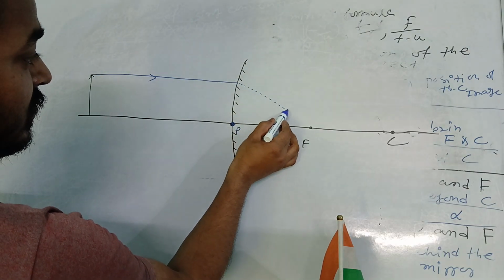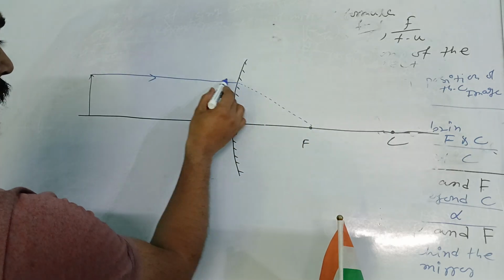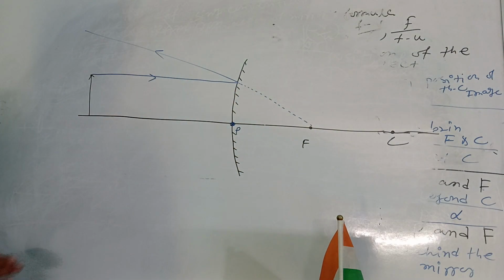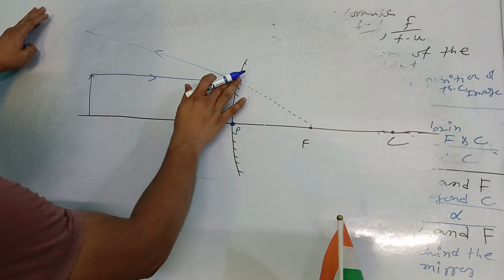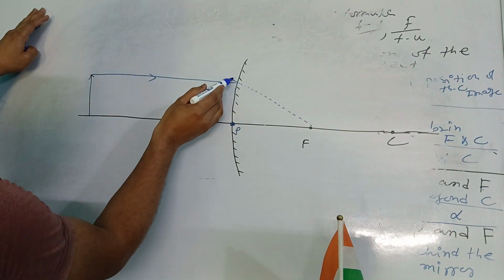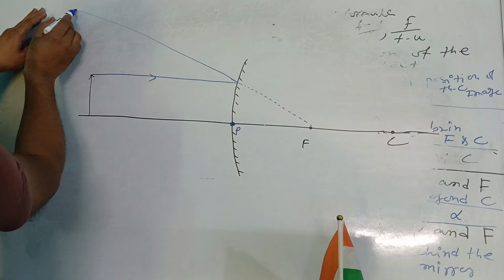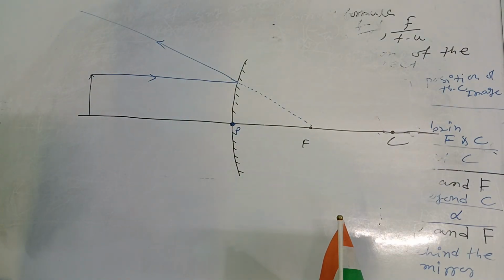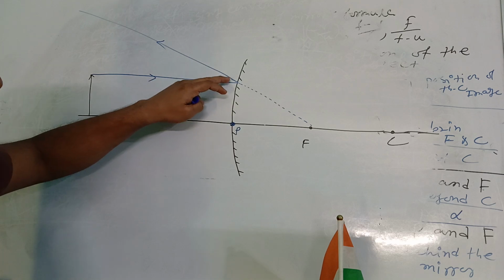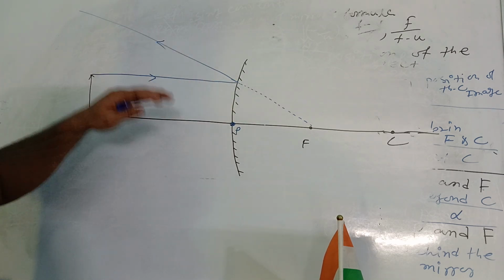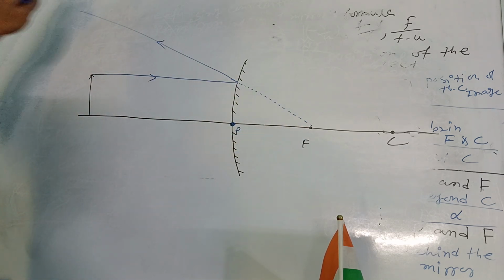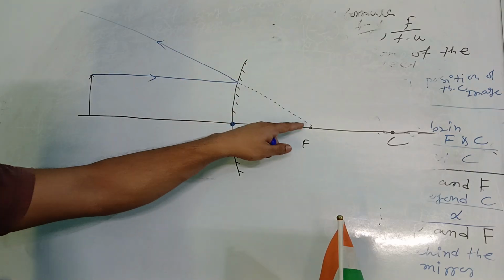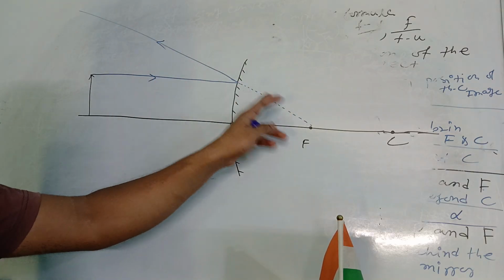So I am using the trick. It appears to diverge from the focus. So I am using the dotted line to show that it appears to diverge. I used the dotted line here.